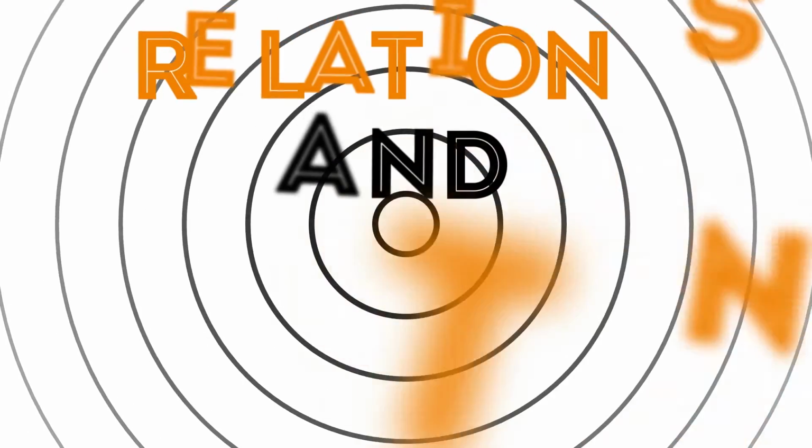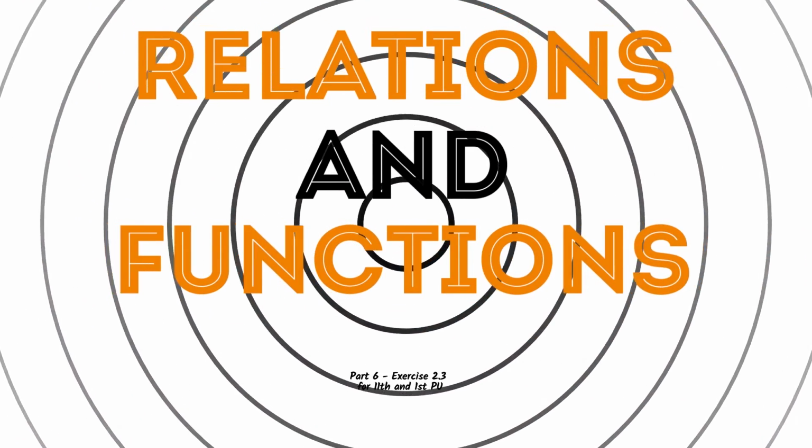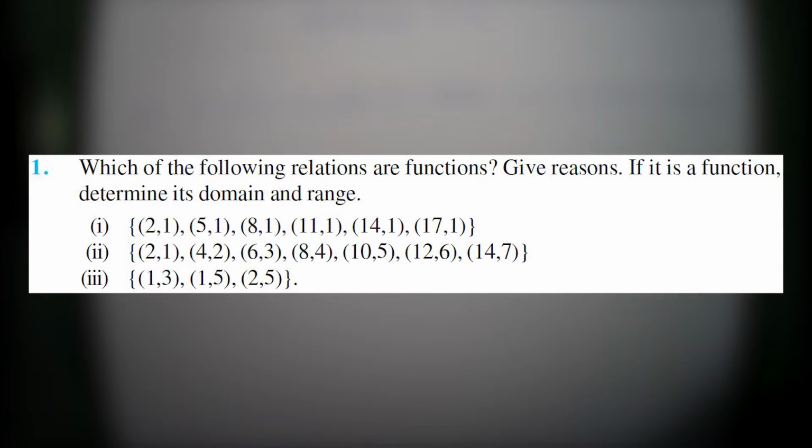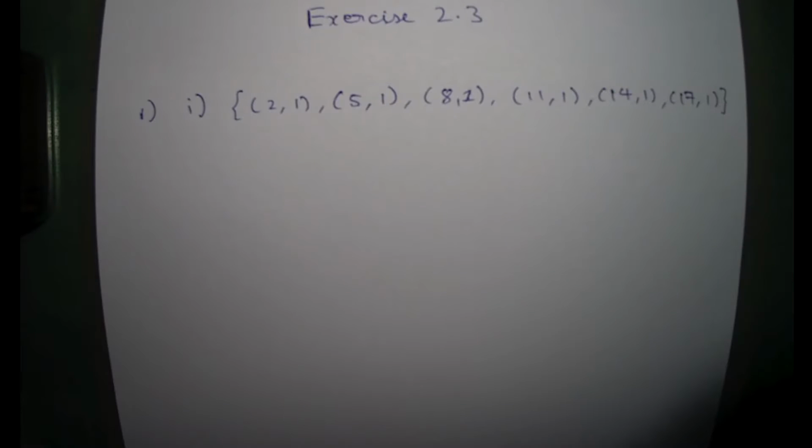Hello everyone, in this video we'll be solving problems from exercise 2.3 from the chapter Relations and Functions. So the first problem is: which of the following relations are functions? Give reasons. If it is a function, then determine its range and domain. So we have to figure out if the given relations are functions, and then if it is a function, we have to write the domain and the range.